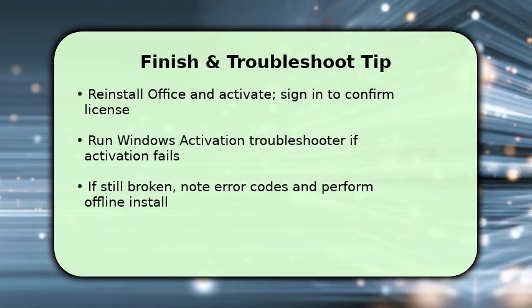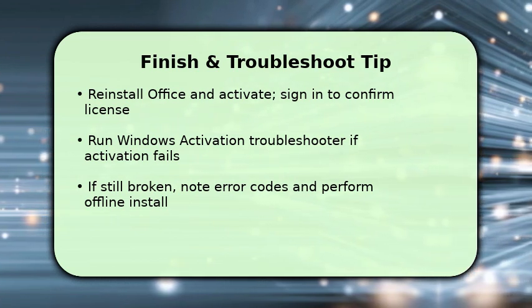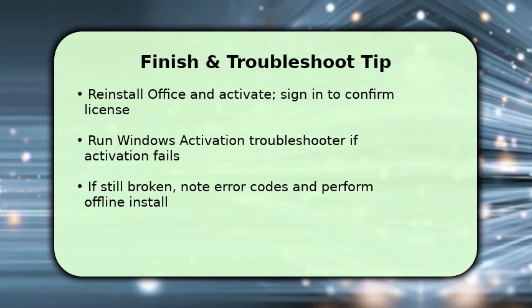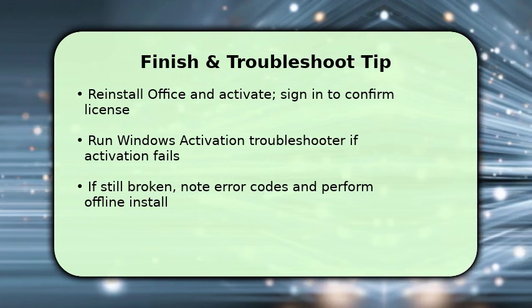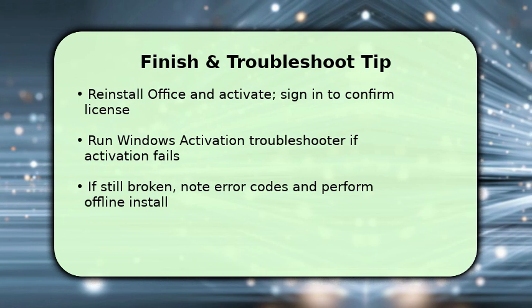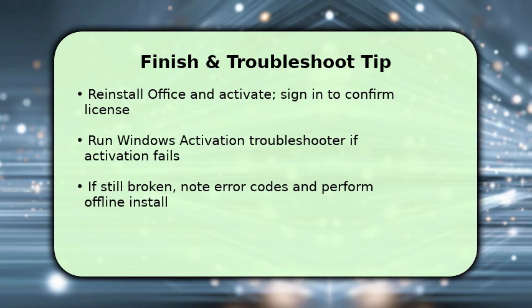One key troubleshooting tip: note any specific error code shown and perform an offline install using the Office ISO or offline installer. This bypasses network-related issues and often resolves stubborn installer errors. If problems remain, contact support.